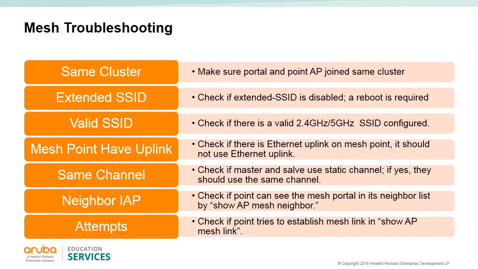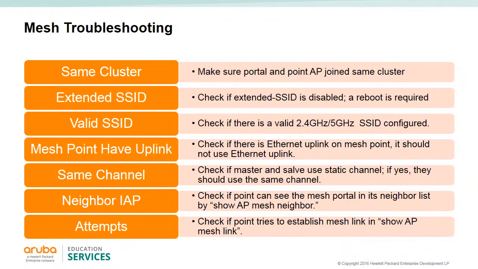Common issues which mesh links can't automatically resolve can be debugged by taking the following actions. If 2 IAP clusters are in proximity, you may have caused an error and the mesh IAP is in the other cluster. Mesh will not work if the extended SSID is not disabled. The IAP mesh has no mesh SSID. The mesh point should have an uplink to the network. If the mesh portal is using a static channel, then the mesh point must also use this channel.